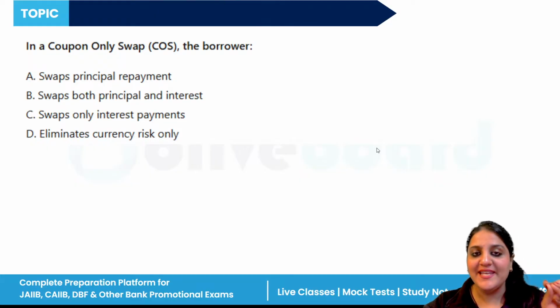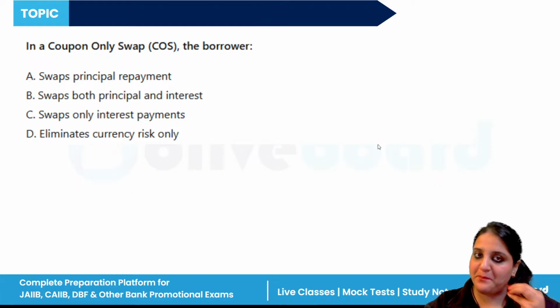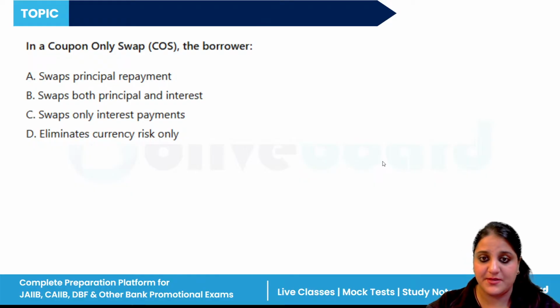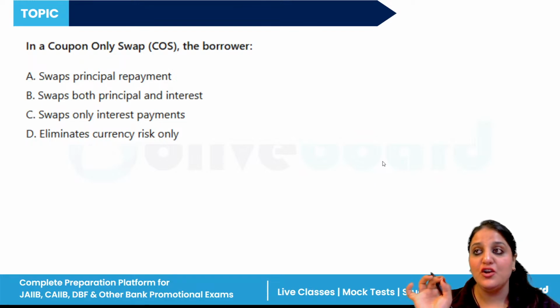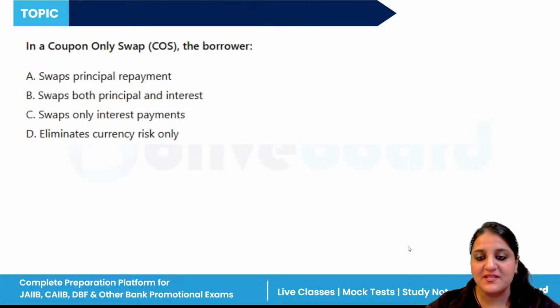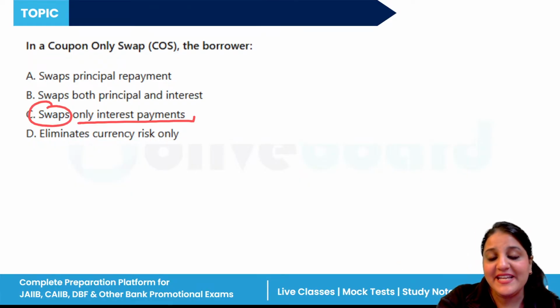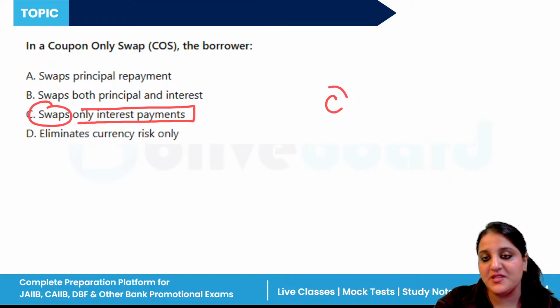So in a coupon only swap, the principal remains in the original currency, only interest payments are swapped. Currency risk on the principal still exists, and this is commonly used. So which option is correct? Option C is correct. Swaps only interest payments.